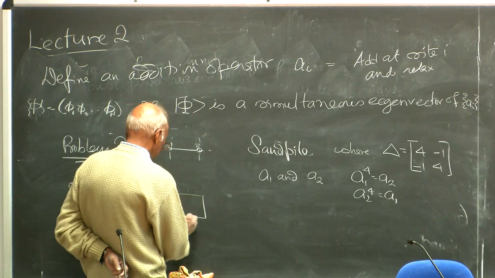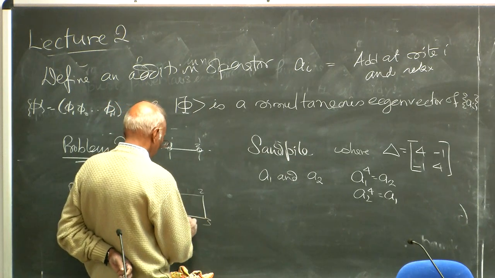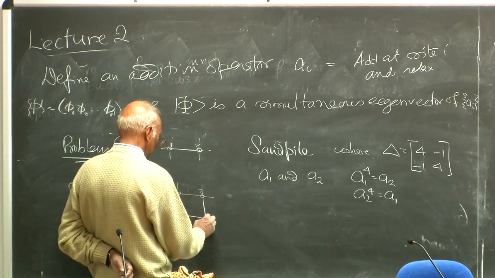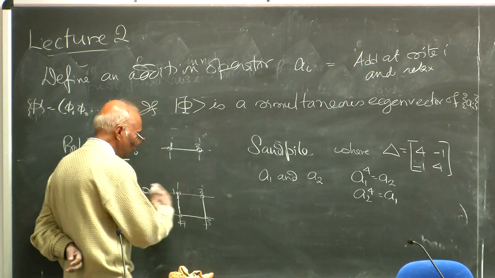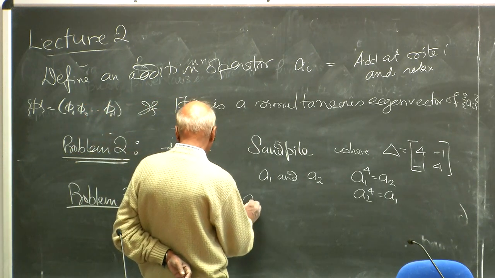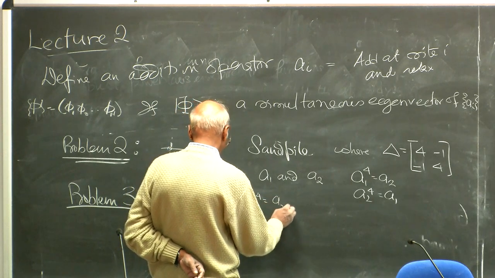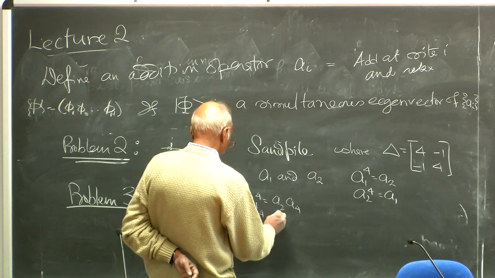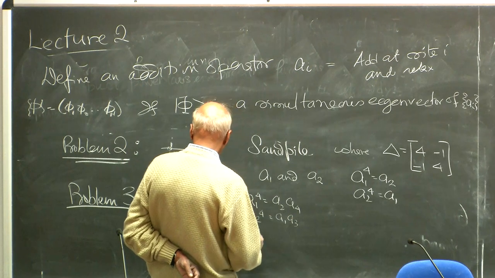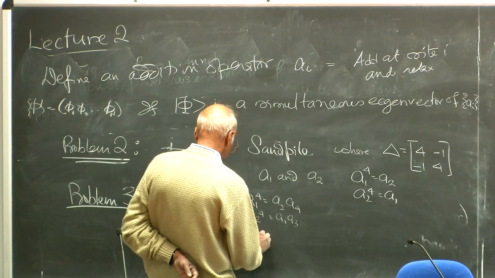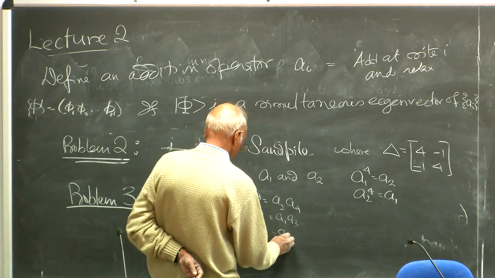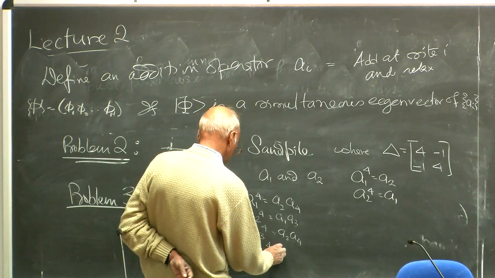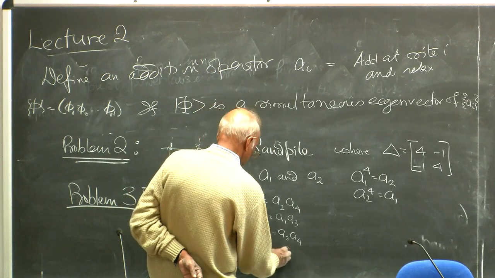So I take a problem like this, 1, 2, 3, 4. There are 4 sides. But again, the rules are the same. You topple, drop 4 particles, 1 to each neighbor, at each side 2 leave. So now the operator algebra is like A1 to the power 4 is equal to A2, A4. A2 to the power 4 is equal to A1, A3. And A3 to the power 4 is equal to A2, A4. And A4 to the power 4 is equal to A1, A3.